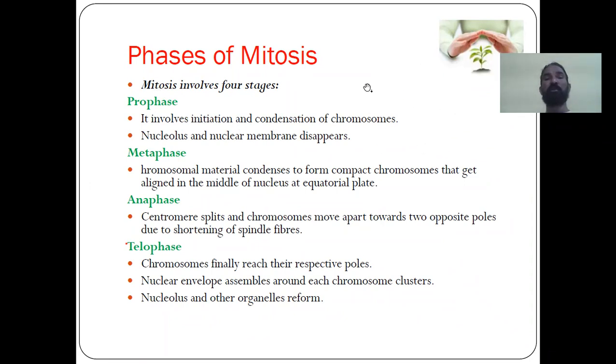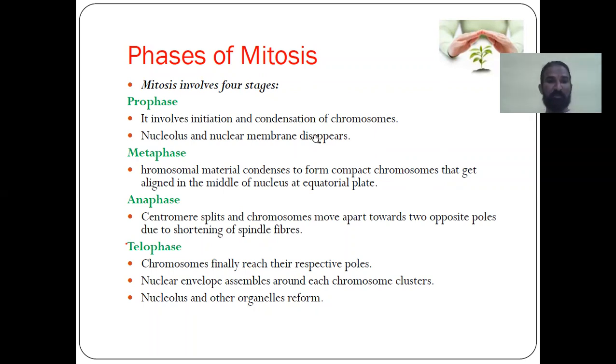The nucleus is enlarged, and that enlarged nucleus contains a large thread of DNA which contains beads, called chromomeres. The nucleolus and nuclear membrane completely disappear. So that is the first stage, prophase.